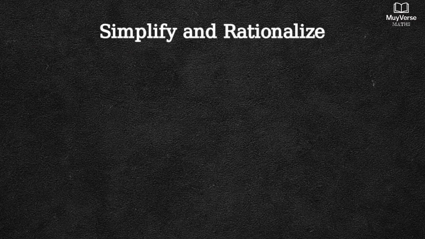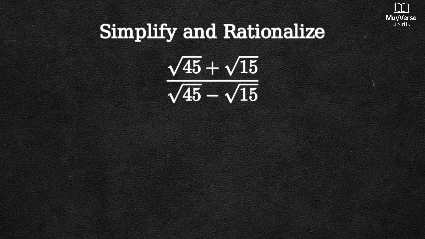We are going to simplify the fraction: the square root of 45 plus the square root of 15, over the square root of 45 minus the square root of 15. Our plan is to simplify the radicals, factor what we can, and then rationalize the denominator with a conjugate. Step 1. Simplify the square roots.